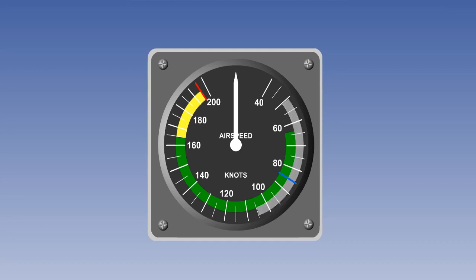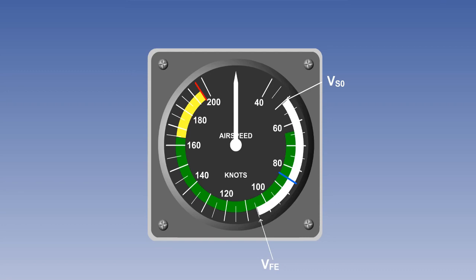The white arc represents the flap operating range. It starts at the flap's down stall speed, VS0. This term will be defined more fully later. The maximum flap operating speed is known as VFE. In this particular example, we can see that VFE is 105 knots.